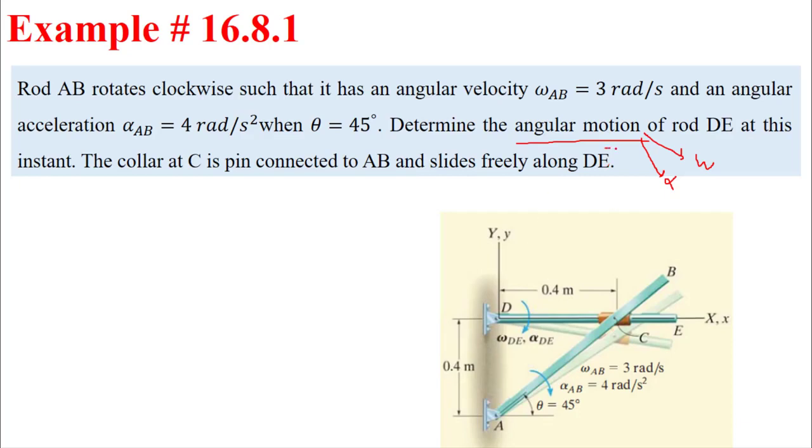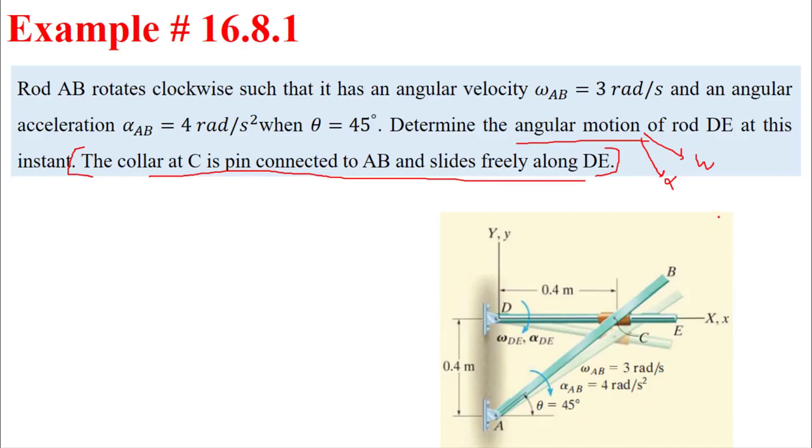So this information is not always given to you. But you need to make sure that you understand it. Here you can tell easily that this collar is connected to AB and rotates with link AB, and on the link DE, it slides. Usually we will not give this information, so you should make sure that you understand.